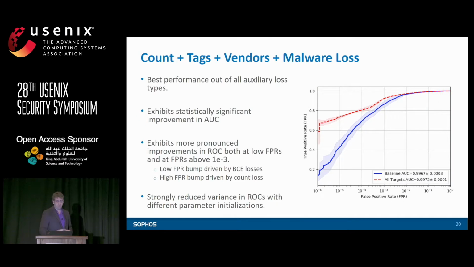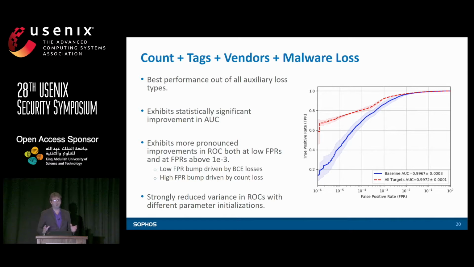And then when we combine everything together, we see that we get improved performance even over any one additional loss. We get not only a bump in area under the curve, which seems to be statistically non-negligible, but we also see a dramatic bump in terms of the detection rate at low false positive rates.